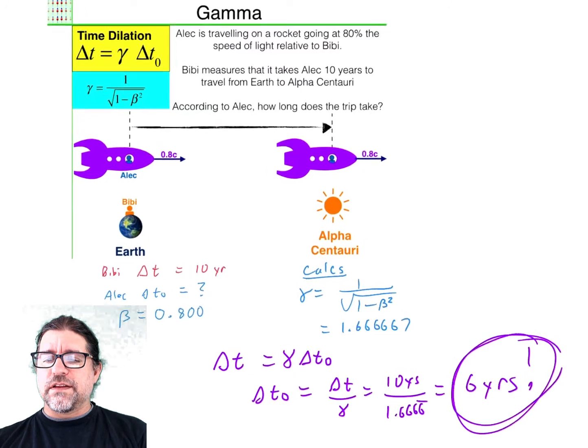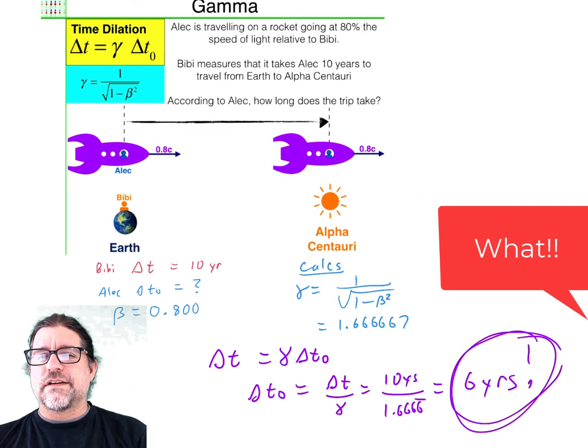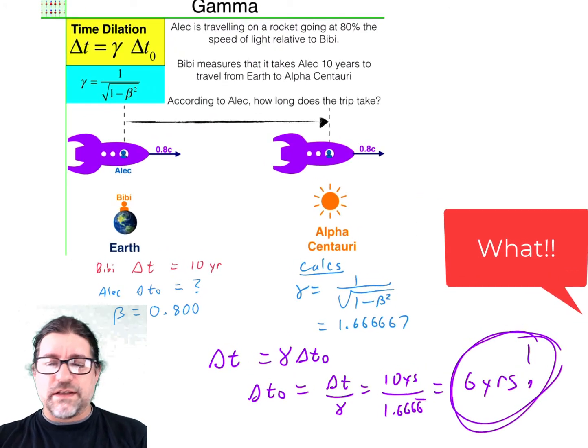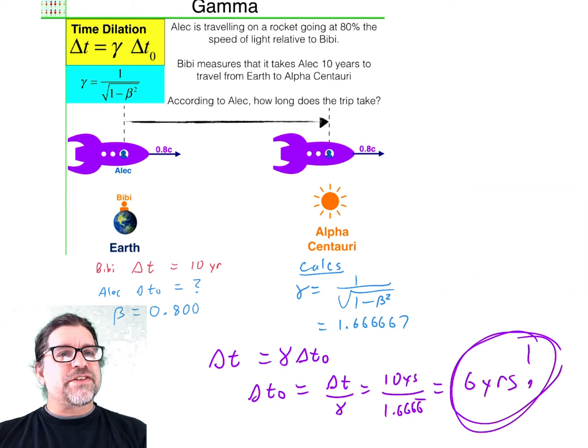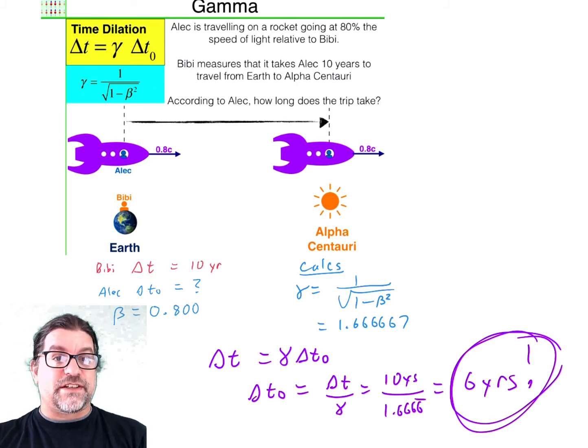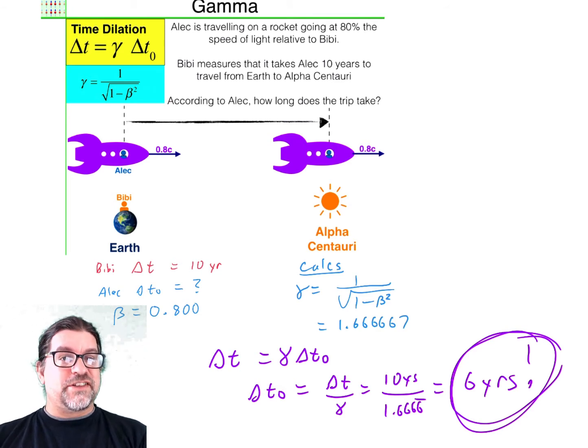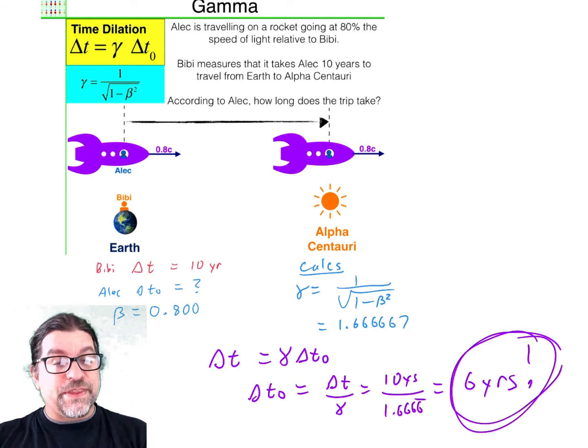So, like, what the hell, right? Bibby measures that it takes Alec 10 years to get there. But from Alec's point of view, Alec looks at his watch, and Alec found that it only took him 6 years to get there. So that is very not intuitive, right? That is against your everyday intuition. So what is going on here? Is this just some made-up crap done with tricks with numbers, or is this a real thing that actually happens?